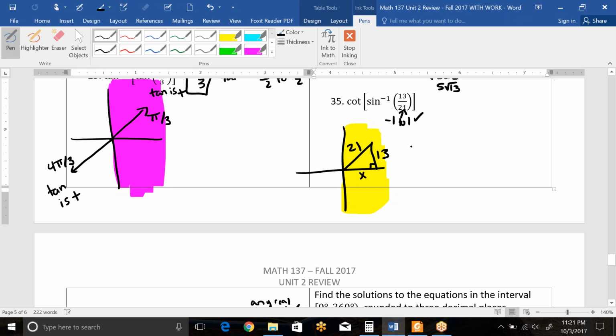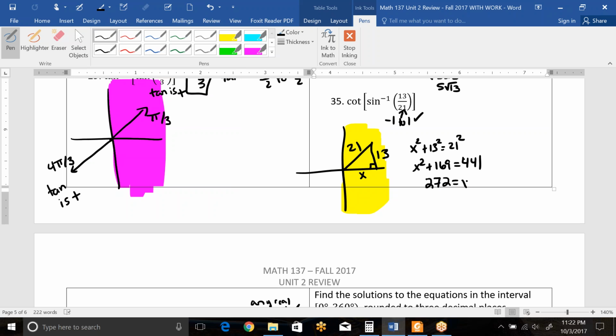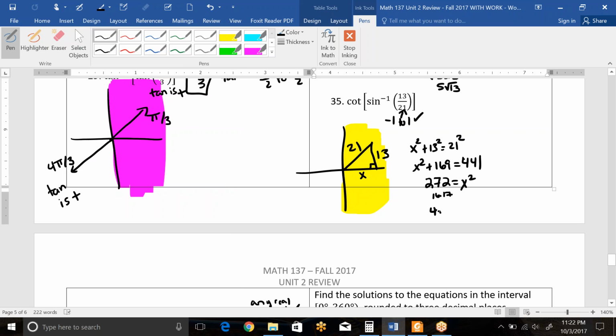So we're looking for the x value here. So x squared plus 13 squared equals 21 squared. So that's x squared plus 169 equals 21 squared, which is 441. Subtract the 169. That's 272. And I wonder if 36 goes into that. No. 272 divided by 4. 272 maybe divided by 16, since I think that might be bigger. Yeah, so it is 16 times 17, or 4 square root of 17.